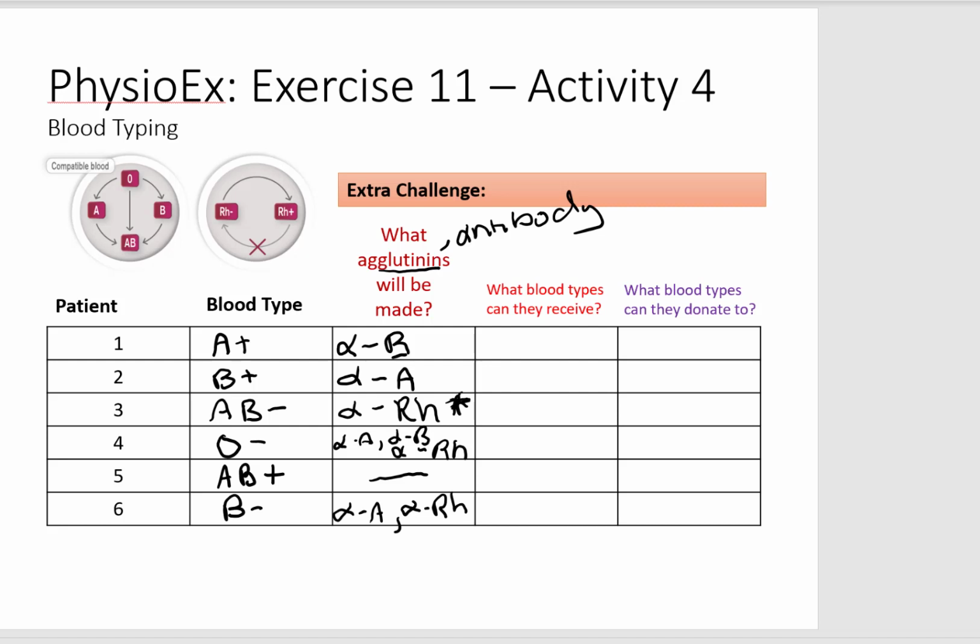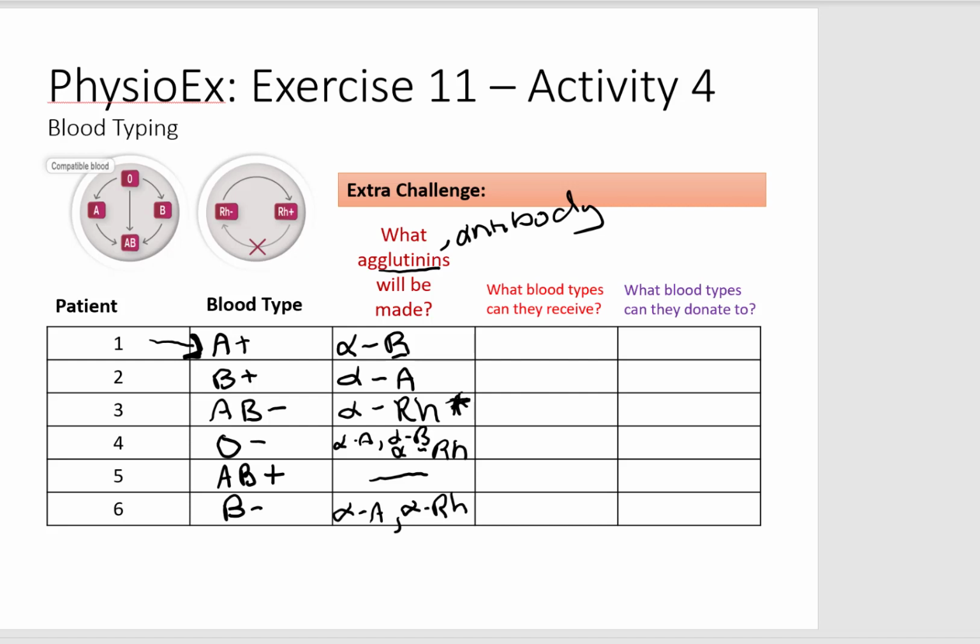Okay, so I've done the first challenge for you. The second two columns continue with the challenge, and I'm not going to fill them all in for you. In the next column, it says, what blood types could this person safely receive? So again, we're talking about our patient. Let's do patient 1, who's A positive. What blood type could they safely receive?